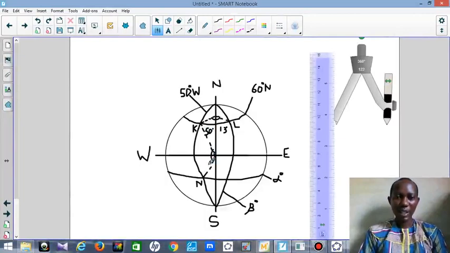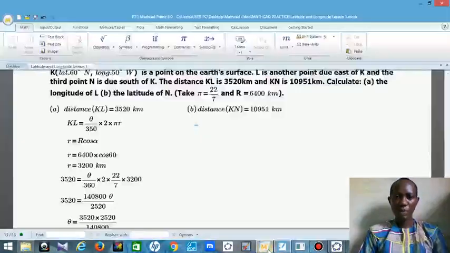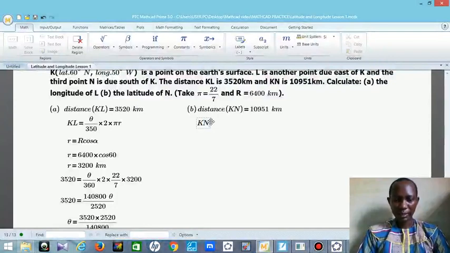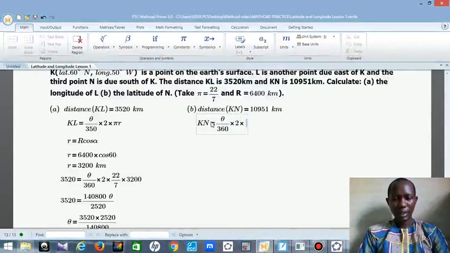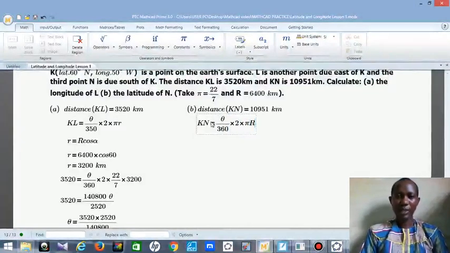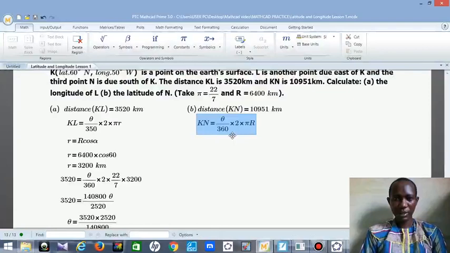Now, whatever answer we get, the way we did this analysis to check if it's east or west is the same thing we are going to do if it's north or south. So let's get this angle first. From there we'll know what to do. The same thing now, Kn will be equal to theta over 360 times 2 times pi r. The r should be capital R, because they are standing on a great circle.